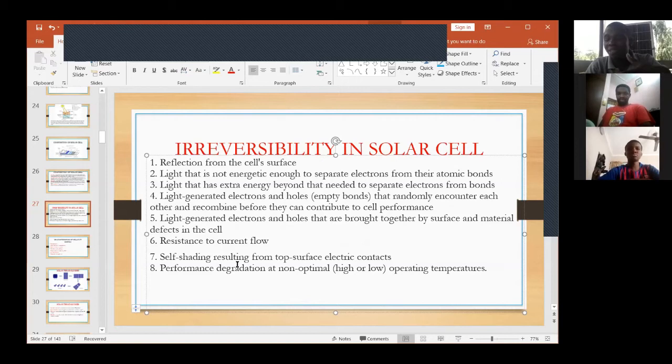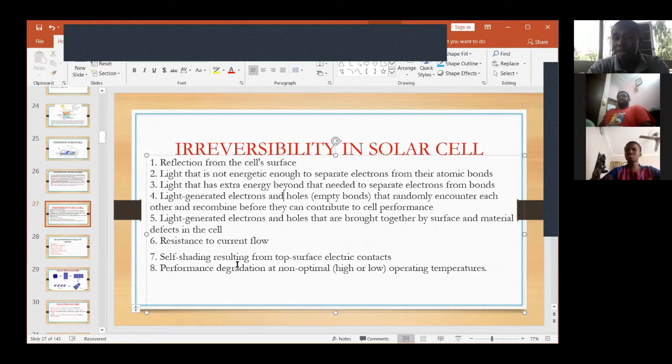So, performance degradation at non-optimal temperature. If you have observed, if I turn the back, you see the optimal temperature of this panel is 25 degrees Celsius. I did a PhD work with one engineer some time ago, and his PhD work is about how to improve a solar panel's efficiency by trying to cool the panel. We are trying to maintain 25 degrees Celsius behind.